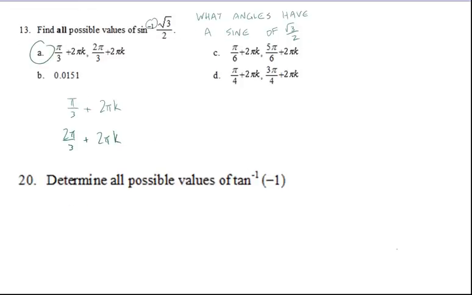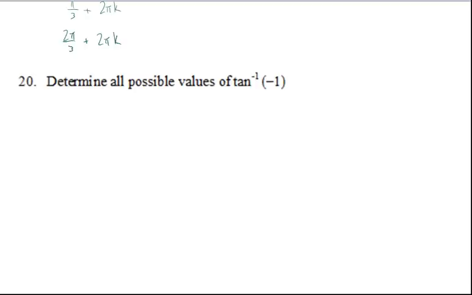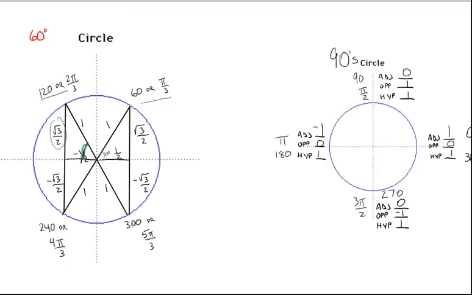Now take a second to think about what question number 20 is asking. Question 20 is asking, what angles have a tangent of -1? So back to the circle. We can look at the 60s, but the tangent of 60 would be radical 3 over 2 over 1/2, because it'd be opposite over adjacent. I don't think that's going to turn out to equal 1.